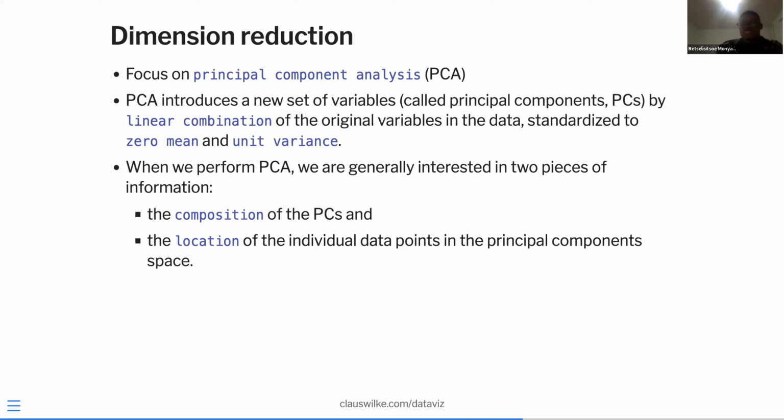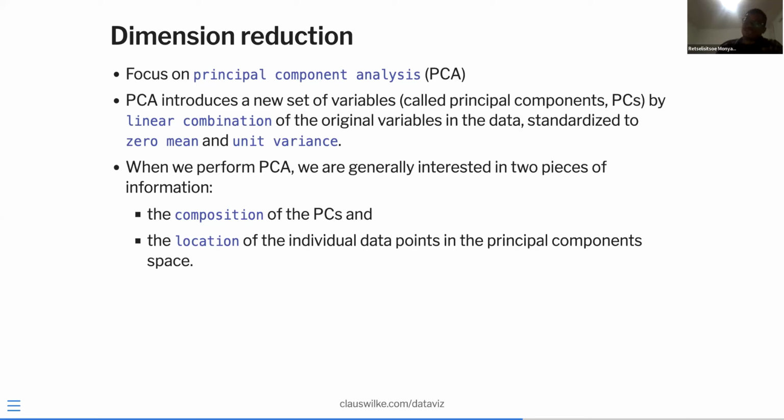All right, and then the next section was on dimension reduction, and the author did say you'll only focus on PCA. And generally, PCA just introduces a set of new variables called principal components, and it does this by taking a linear combination of the other variables in the data, standardized to zero mean and unit variance.